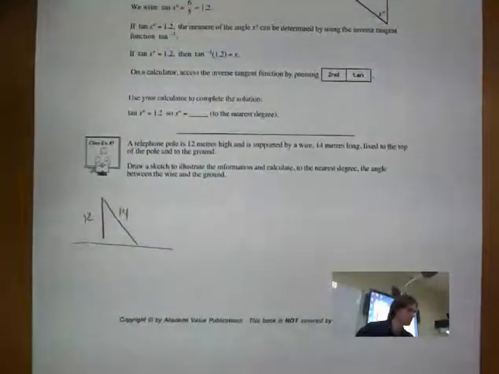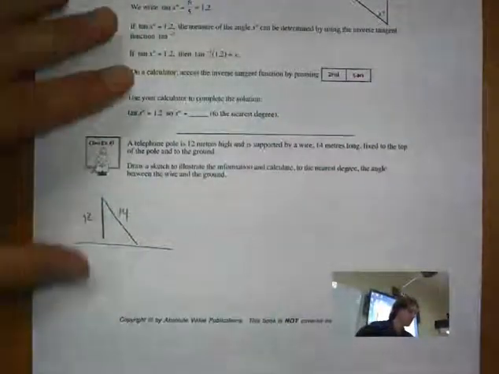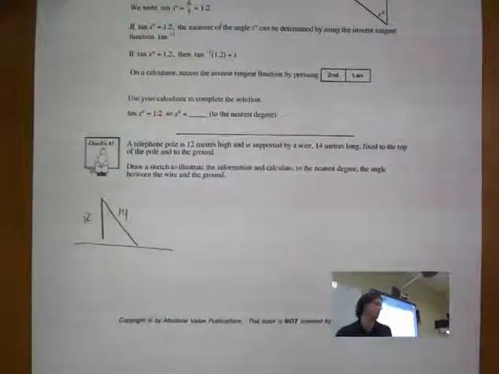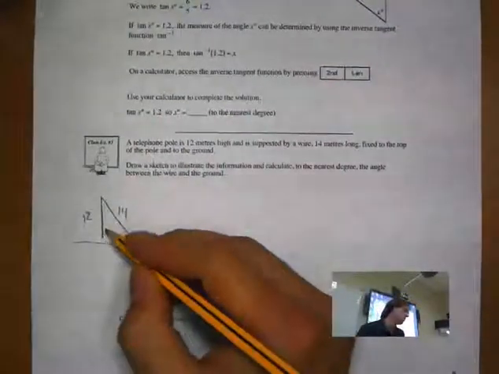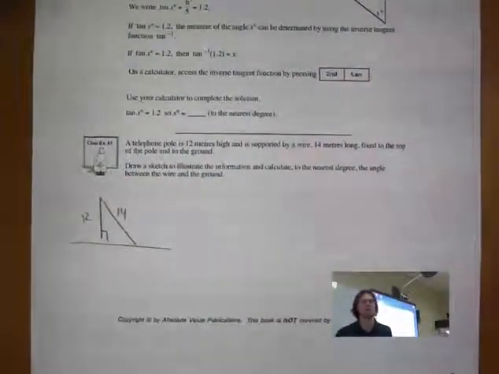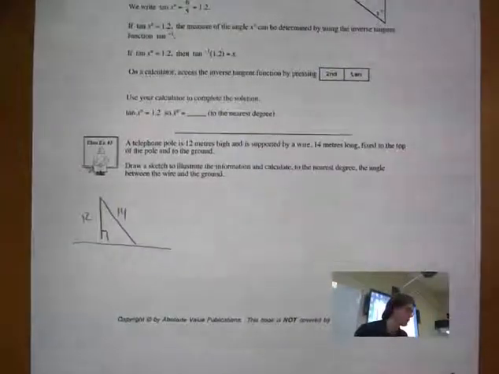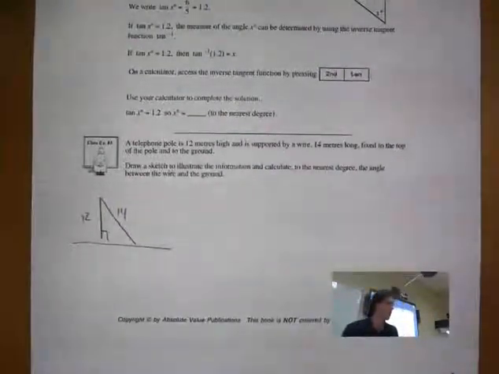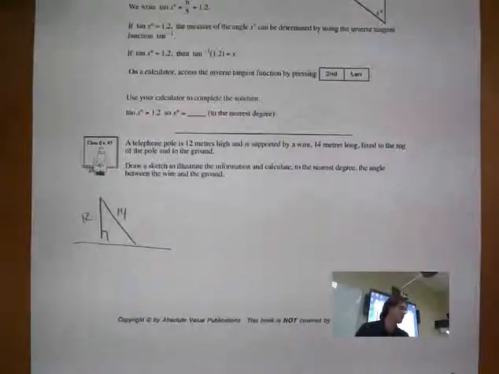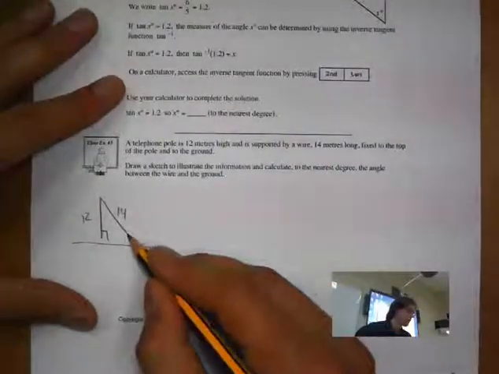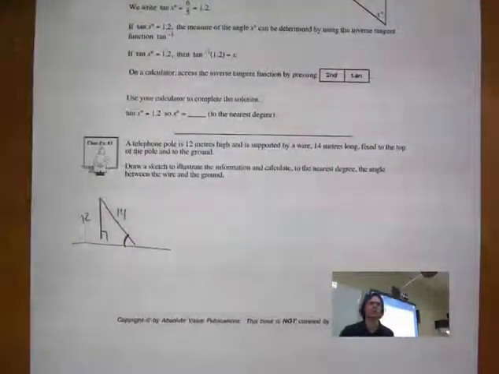And then it says, first draw a sketch of the diagram, so we sketched it. Now, every time I've seen poles, they should be 90 degrees to the ground. They should be pretty good. Draw a sketch to illustrate the information, and find the angle to the nearest degree. So we want to find the angle between the wire and the ground. So this angle here.